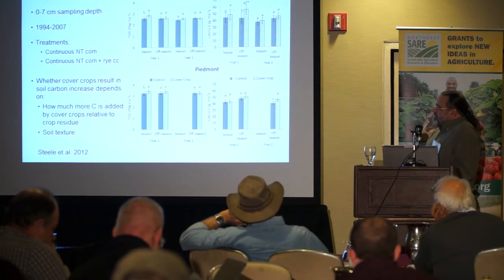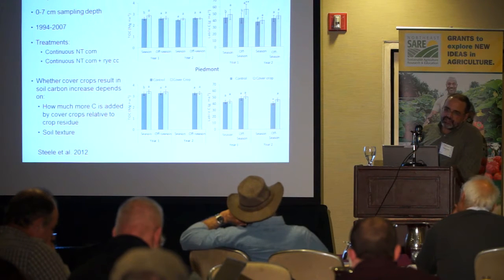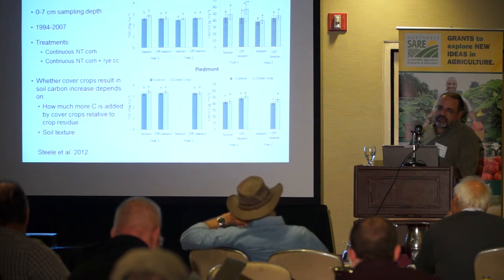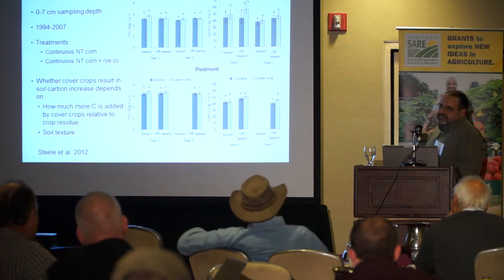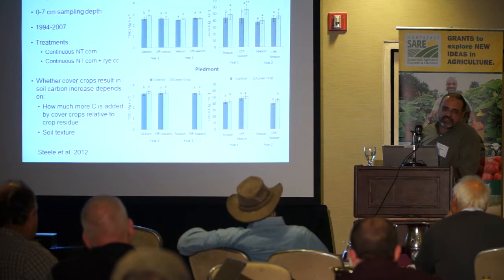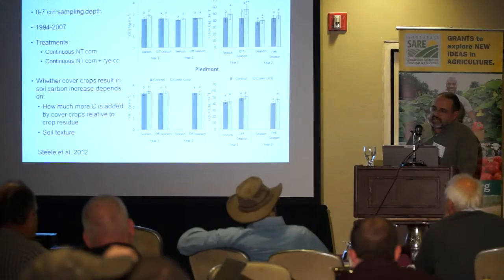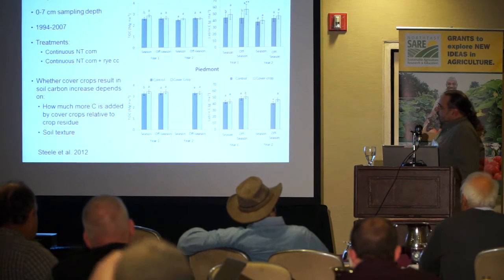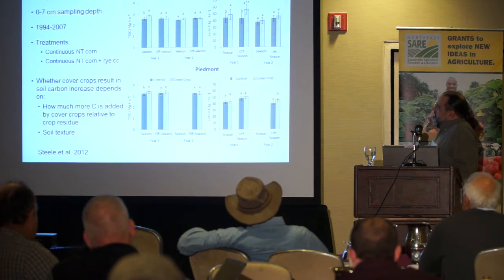So in this case, we have a lot of carbon going into the soil because it's continuous corn. The rye cover crop added about 20% more carbon. And so it gets difficult. If you're already adding a lot of carbon with your crop residues, your cover crop contribution is going to be less as a percentage. So you might get situations like this where you don't even see much of an increase in carbon.